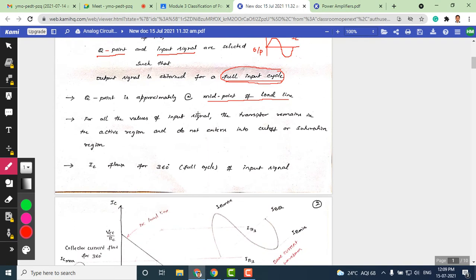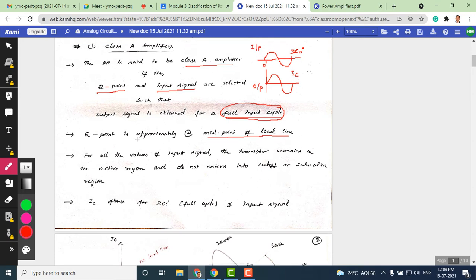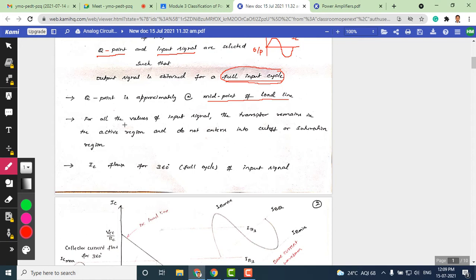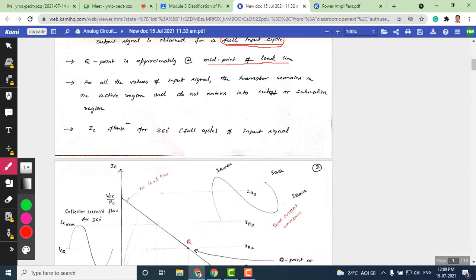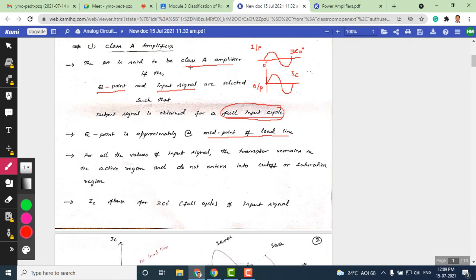All right, we discussed the definition of a class A amplifier, and we also discussed the condition required to satisfy for the class A amplifier. Now let us see other things here. What region do we need to operate the transistor in to use it as a class A amplifier? For all values of input signal, in order to produce the output, we need to operate the transistor in the active region. We should make sure that it does not enter into the cutoff region or saturation region.